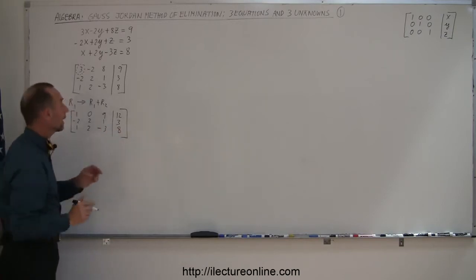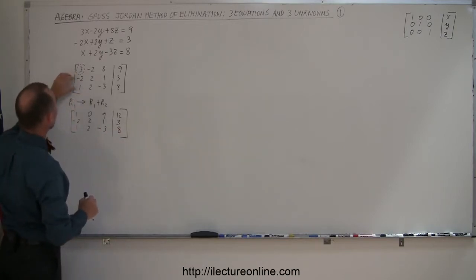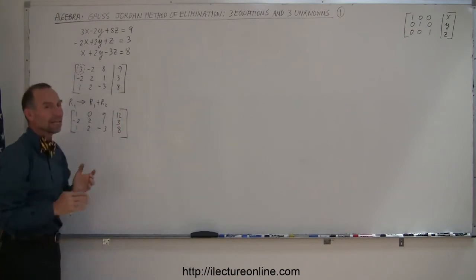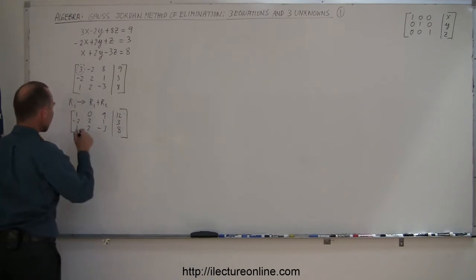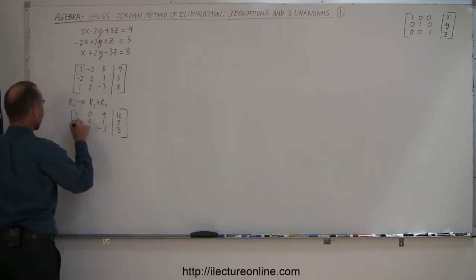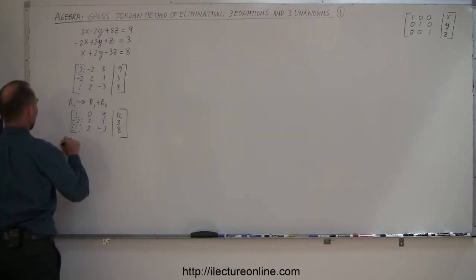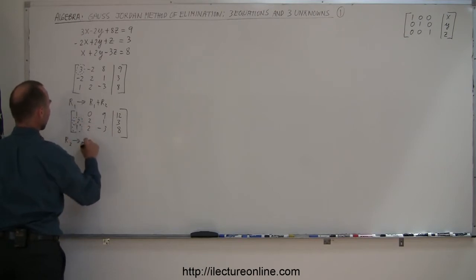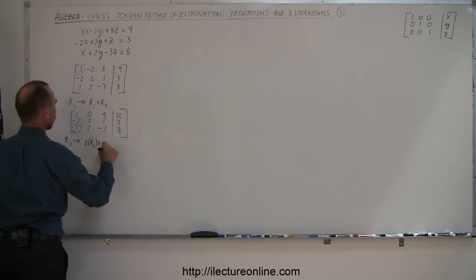I could have also interchanged row 1 and row 3, because if I put this row over there and put this row over there, I would have had a 1 there as well. So either rule would have worked. Next, we want to get rid of this one and this one. And the way to do that is to take row 2 and replace it by the negative of this number, multiply times the first row, and add it to this row. So I take the negative of that number, that's 2 times row 1, and add it to row 2.